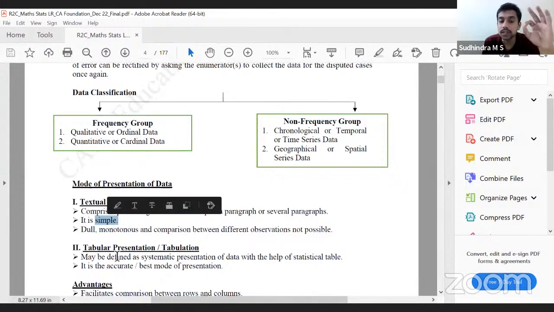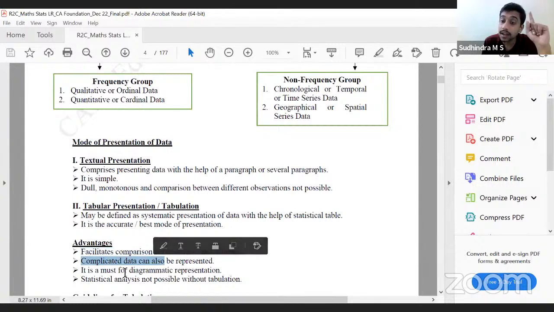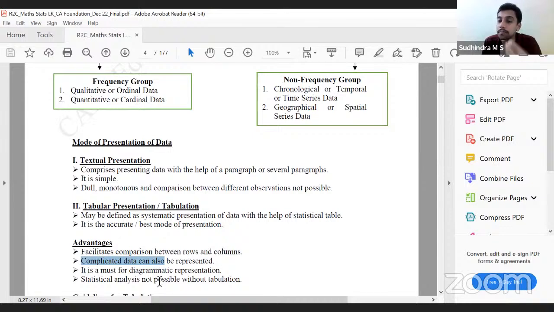Whereas tabulation is the best method because it is accurate and attractive. It facilitates comparison, and complicated data can also be presented. It is compulsory for diagrammatic representation and further statistical analysis. Even if we want to calculate a simple arithmetic mean, we still want the data in a table. So statistical analysis is not possible without tabulation.